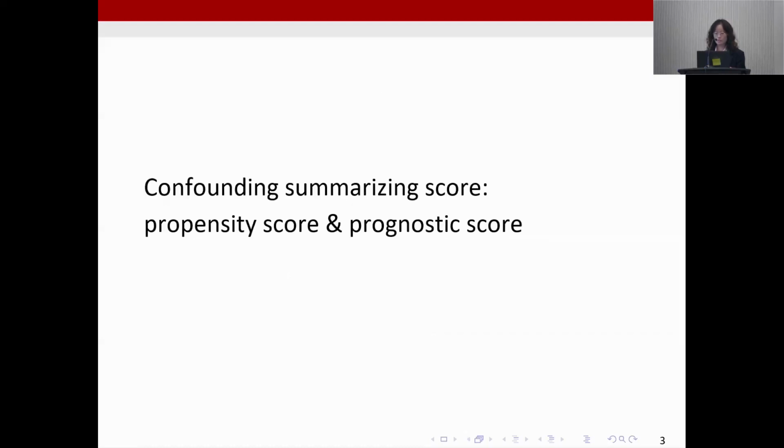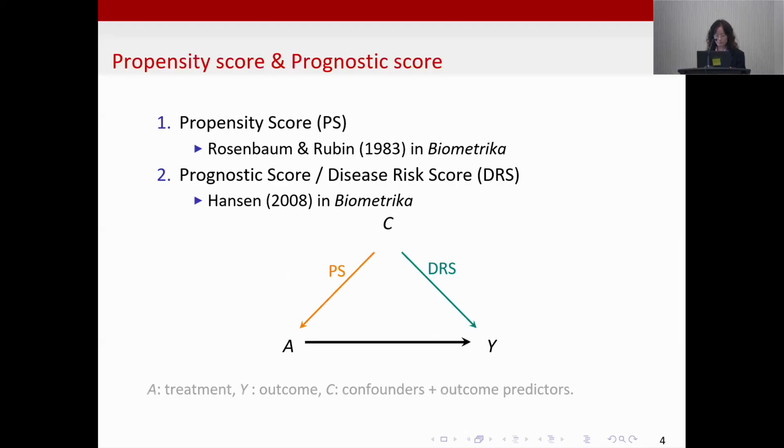First, I will talk briefly about two confounding summarizing scores, propensity score and prognostic score. We all know the seminal PS paper by Rosenbaum and Rubin, but the prognostic score, the analog of PS, or in pharmacoepi what we call DRS, is less known. DRS was first proposed and formalized by Hansen. Similar to PS, where we deal with the treatment-confounder edge, DRS works with the confounder-outcome edge.